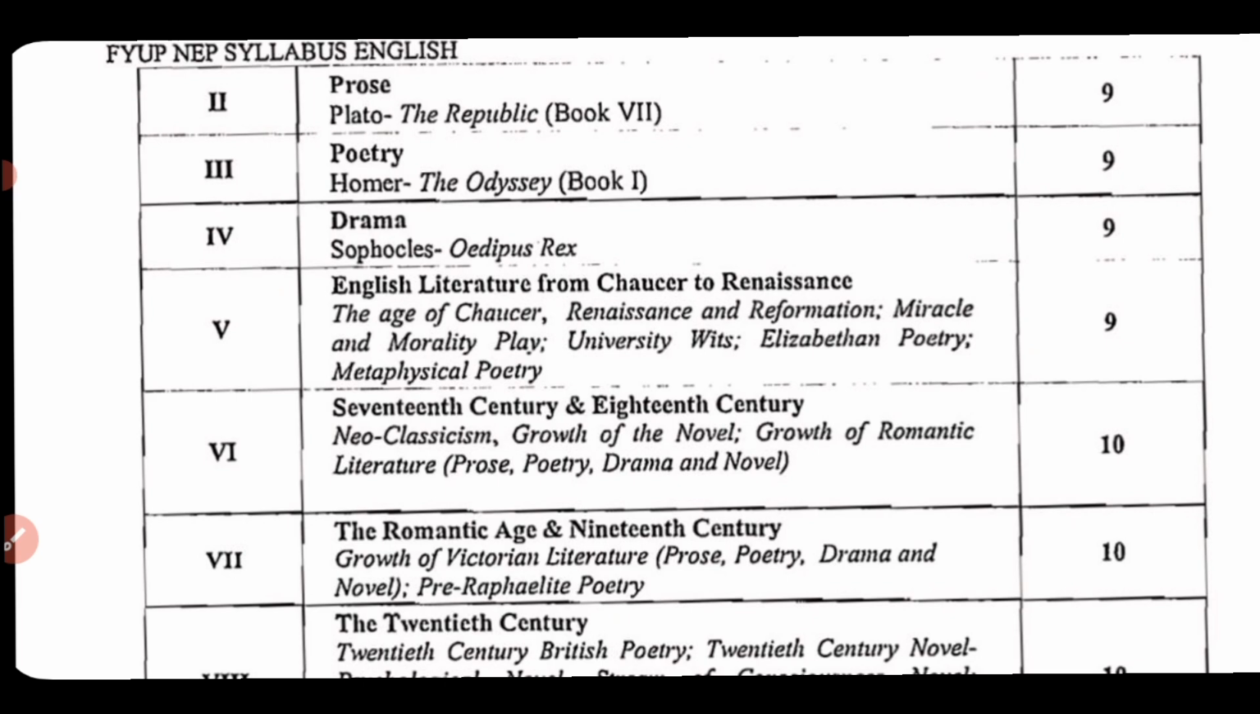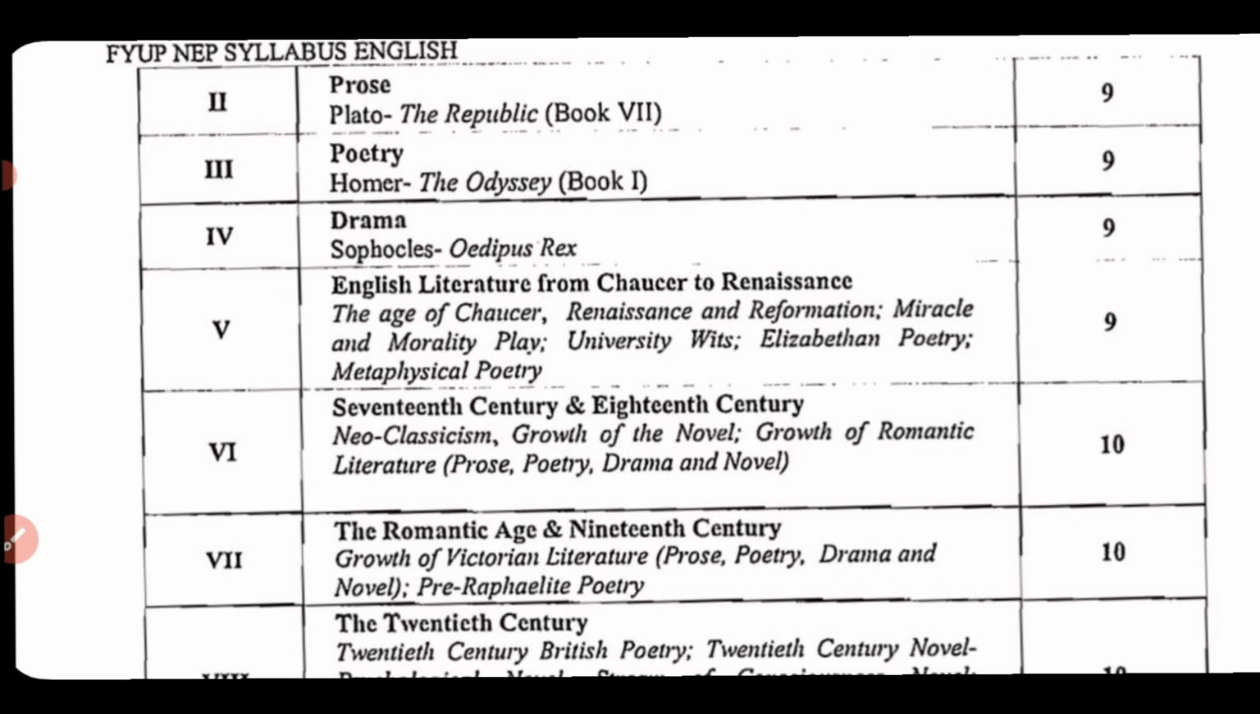Now the topics included in Unit 7. These are the romantic age, Victorian literature and pre-Raphaelite poetry. You will study the characteristics of romanticism here, Victorian prose and poetry, and the artistic ideals of the pre-Raphaelite movement.